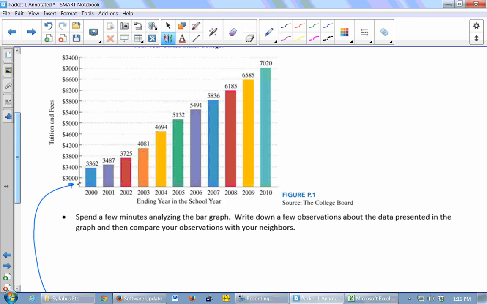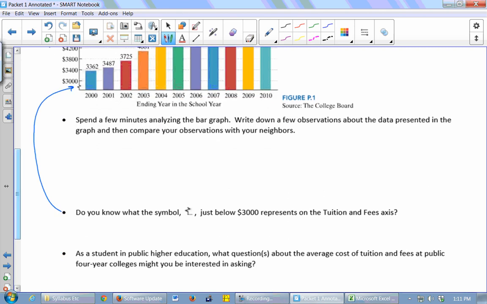Yes. Ooh, yeah. We had it approximately doubled the cost of tuition and fees over 10 years. That's quite a lot, quite an increase to double. Yeah. Anything else?